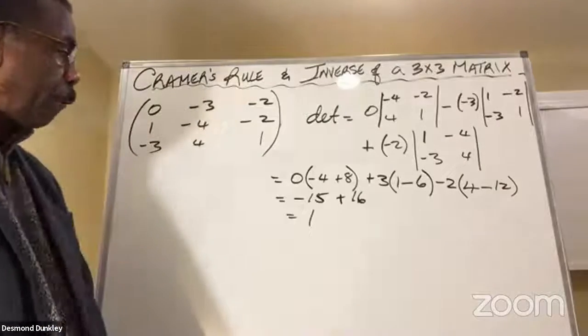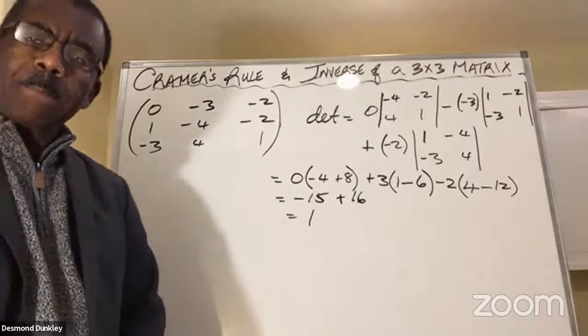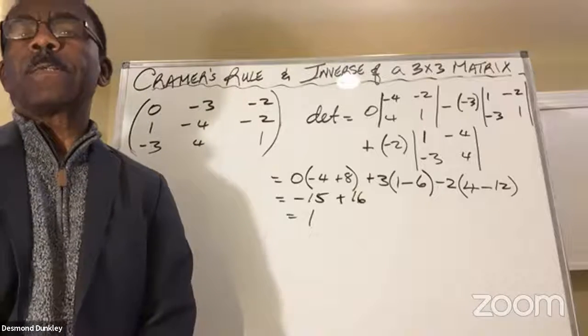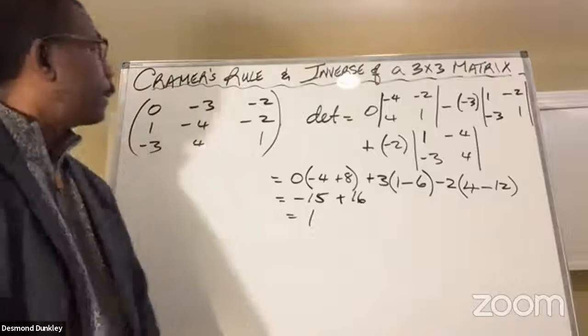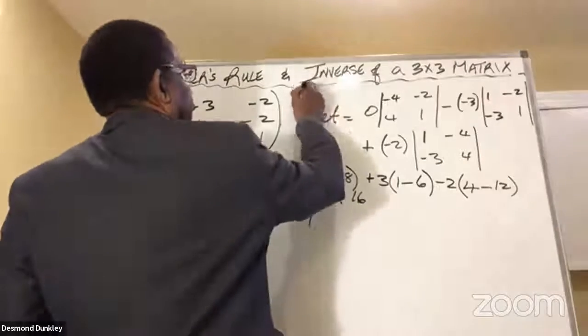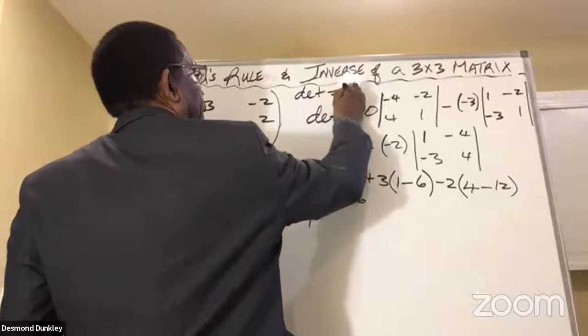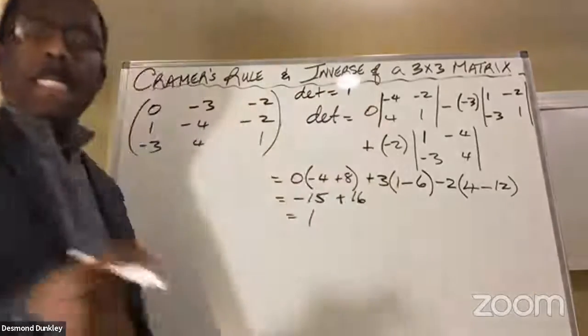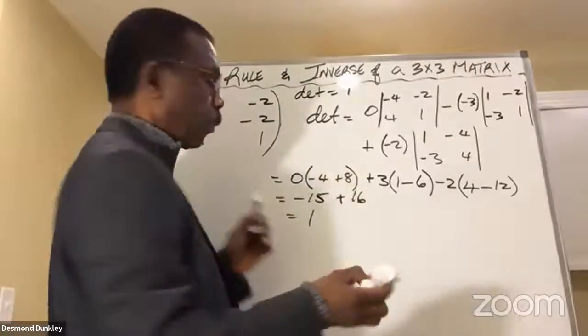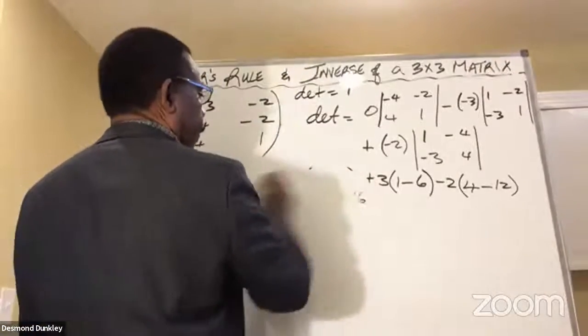Okay, determinant of 1. So what does that mean? It means that the determinant exists, it's not 0, so therefore the inverse exists. So now I'm going to put the determinant somewhere. Determinant is equal to 1. But that's going to be needed in the last step. Okay? So again, I need a space to work with, so here we go.